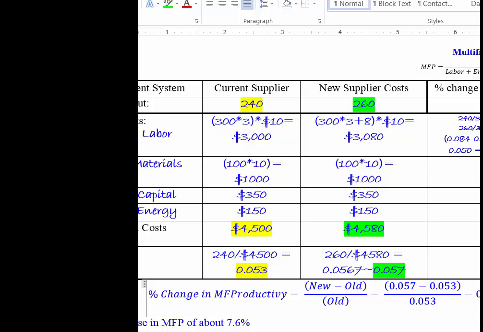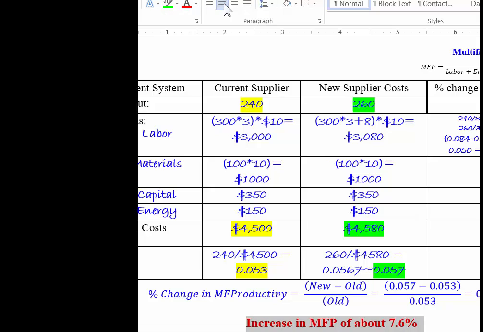0.075. Take a minute here to put that in your calculator. 0.057 minus 0.053 divided by 0.053 gives us 0.07547, and the 7 rounds the 4 to a 5, and the 5 then rounds this to a 6. So we have an increase in multi-factor productivity by about 7.6%.